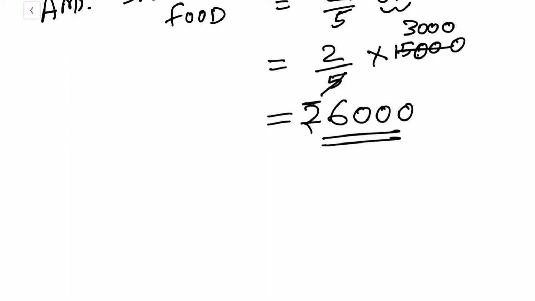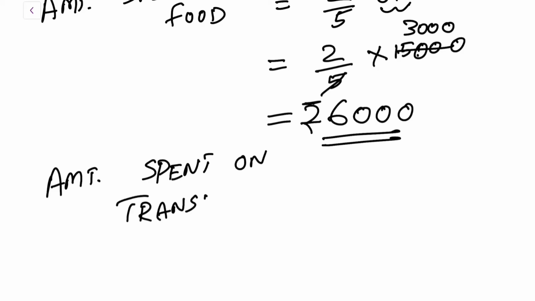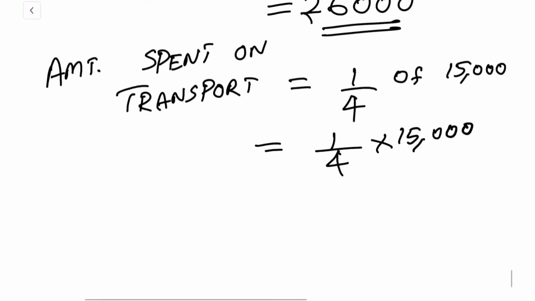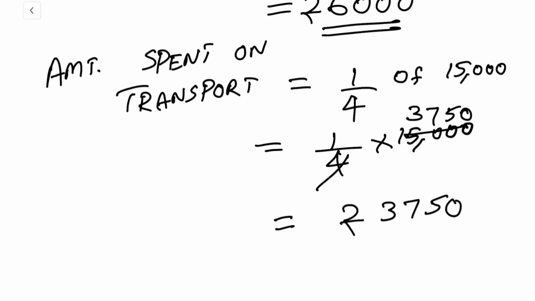What did she spend on transport? Amount spent on transport. Again, they've given the fraction. How much did she spend? 1 by 4 of the total amount. So it's 1 by 4 of 15,000. Excellent. Let's do it. 1 by 4 into 15,000. So that becomes 3,750 rupees, the amount she spent on transport.